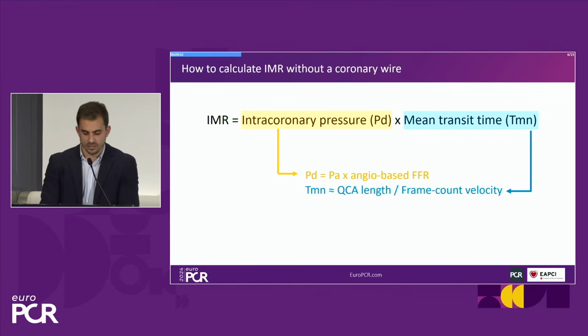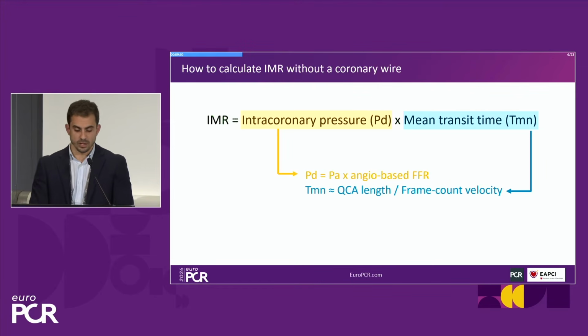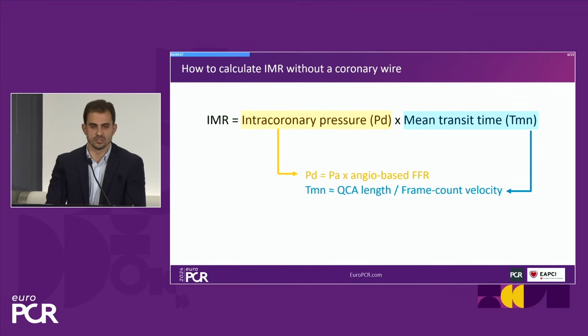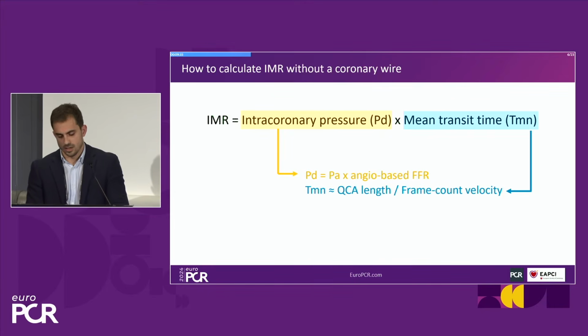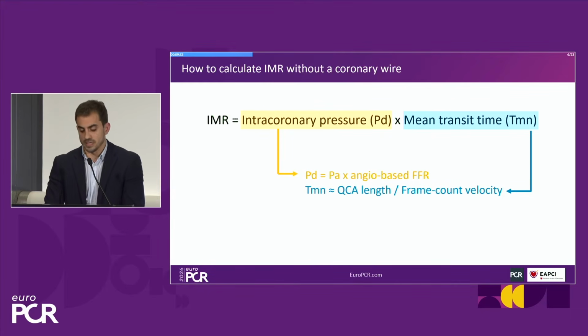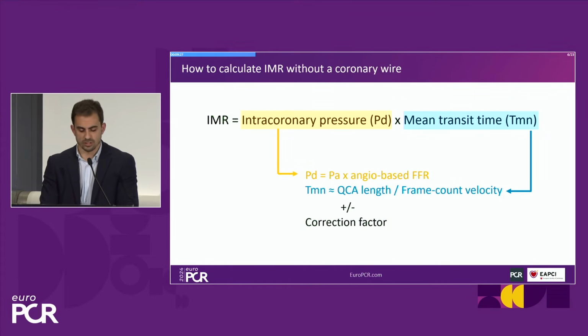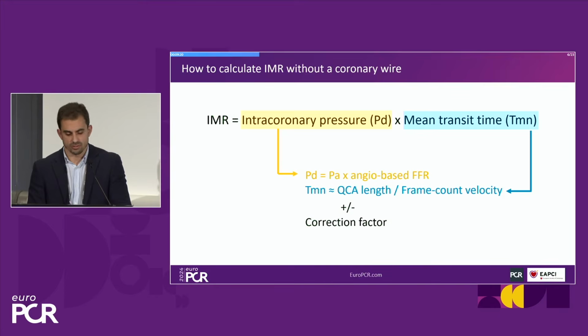So we can infer intracoronary pressure by knowing our arterial pressure and also QFR. And we can also infer mean transit time by QCA, knowing the length of the vessel we are dealing with, and also the frame count velocity, which is basically the velocity at which the contrast media flows to fill the vessel. And then we may or may not apply a correction factor. So basically with this simplified formula, we will be able to infer angio-IMR or IMR without a wire.